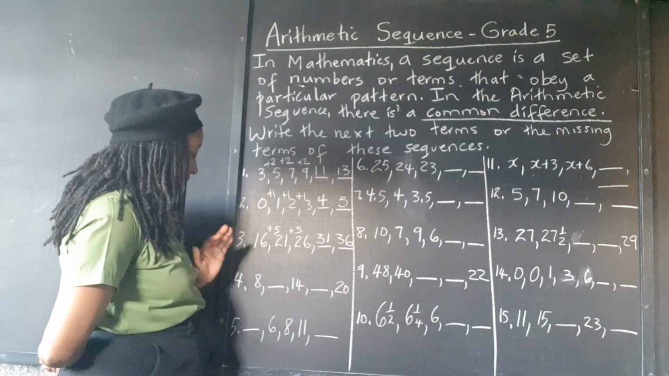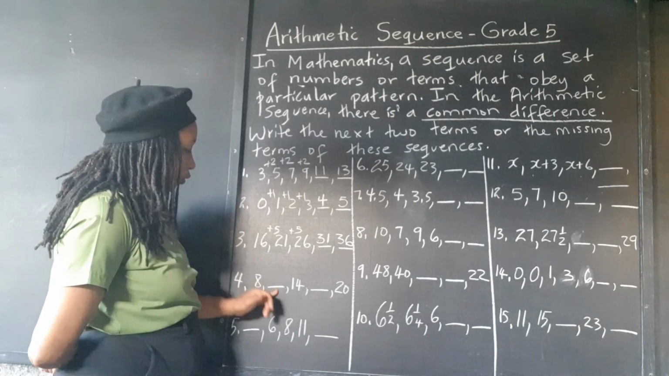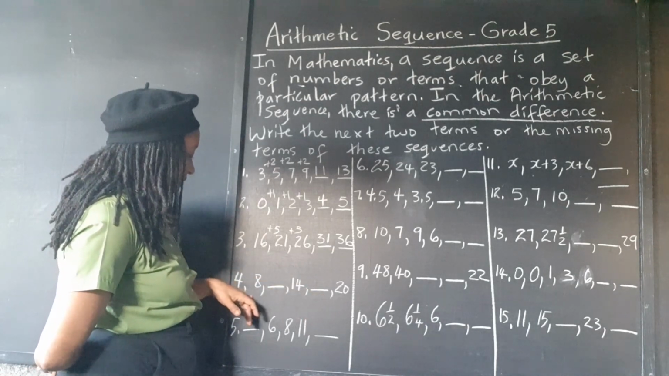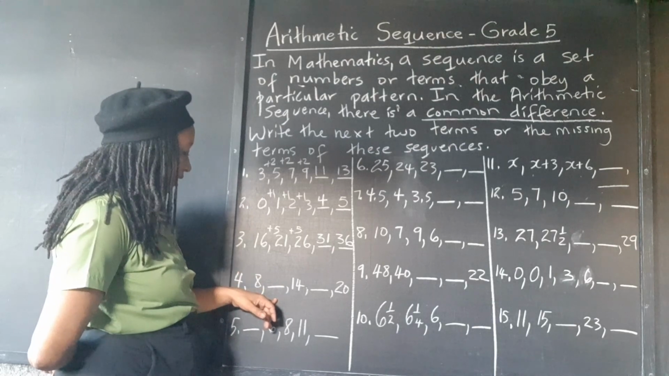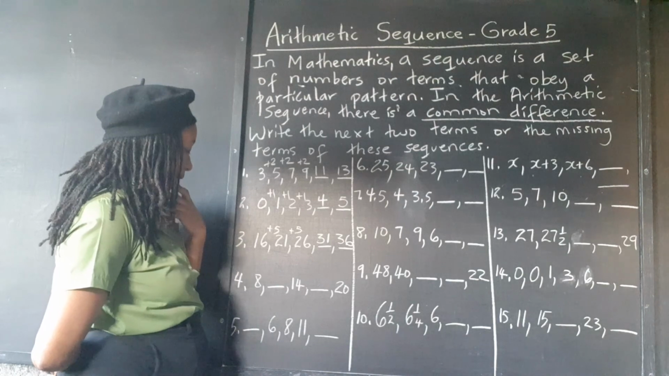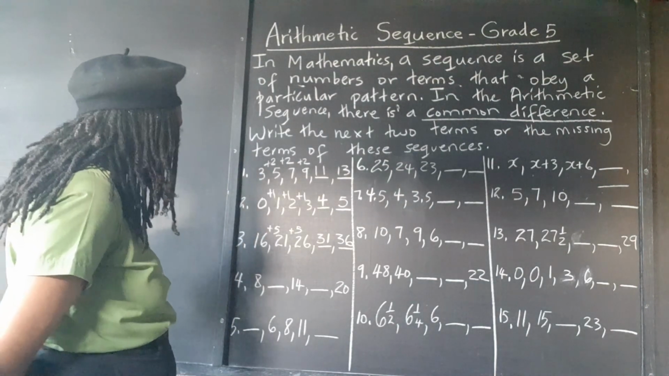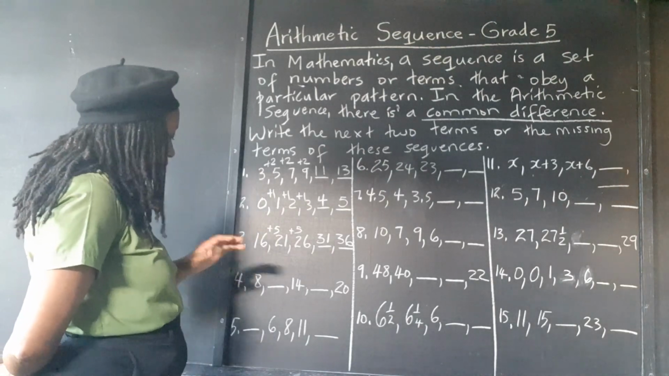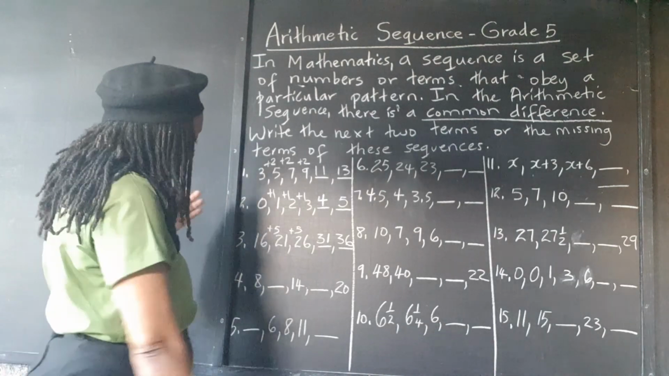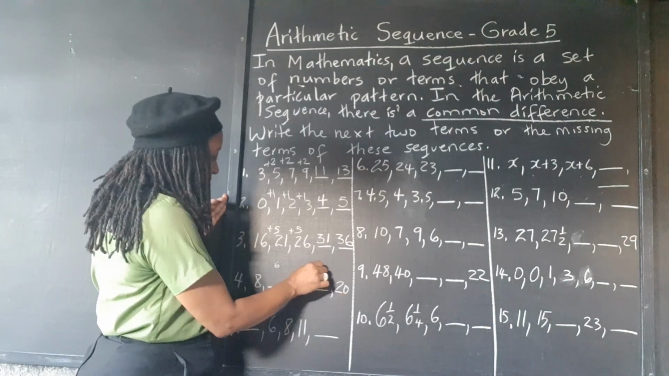Alright, now this one is a little bit tricky because it has 2 missing terms. So we have 8, and then something is missing, and then 14, and then something is missing. Okay, so let's see, between the 8 and the 14, how would we get from the 8 to the 14? What would we add? So we would add 6, okay. And from 14 to the 20, we'd also add 6.